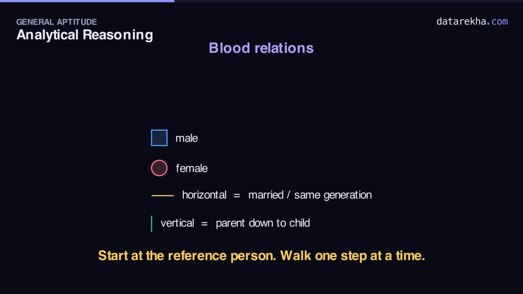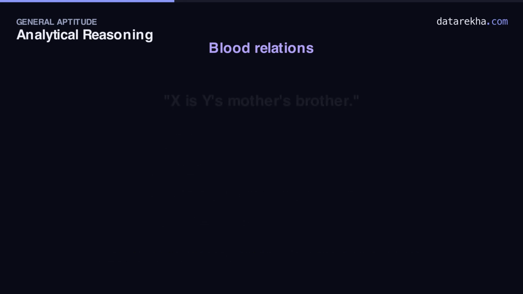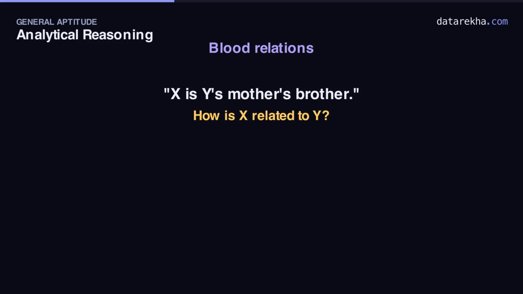Start from the reference person, whoever the sentence is spoken by or about, and walk one step at a time. Up to a parent, sideways to a sibling, down to a child. Never leap. First example. X is Y's mother's brother. How is X related to Y? Walk it.